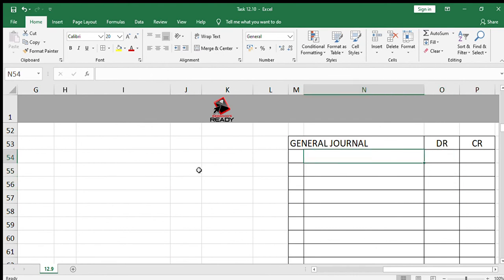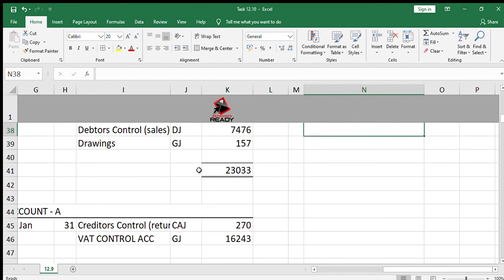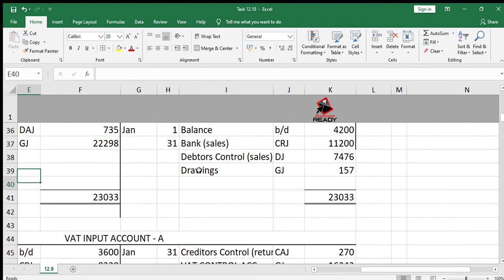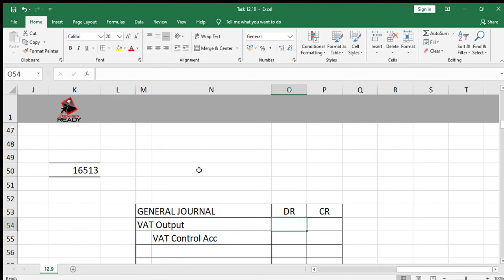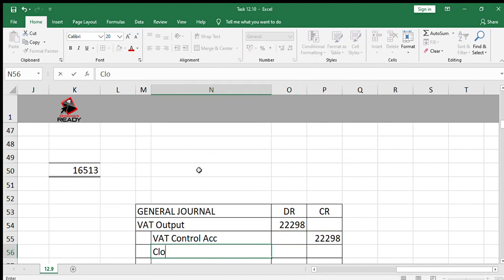So that's all the journal entries. Debit VAT output, and we're going to credit VAT control, with the amount that we had, which was 22298. And if you want a narration, all you'll do is say closing transfer.